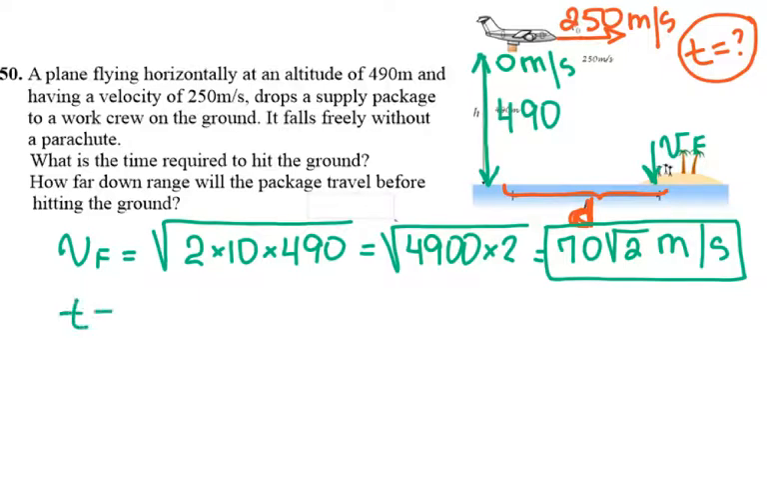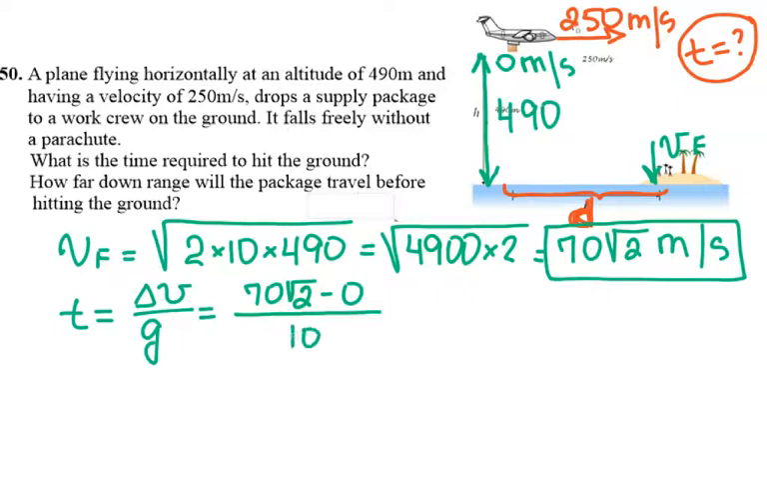The time it's going to take to fall is the change of the velocity over the acceleration, vertical velocity. So the final vertical velocity 70 square root of 2 minus initial vertical velocity, that was 0, divided by 10, gives me 7 square root of 2 seconds. Now I know the time. How far will it land?